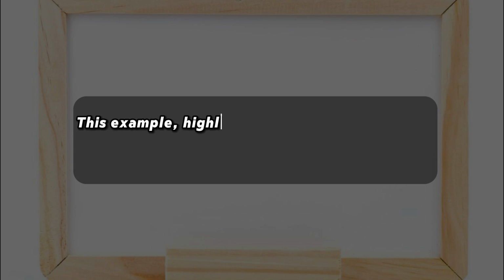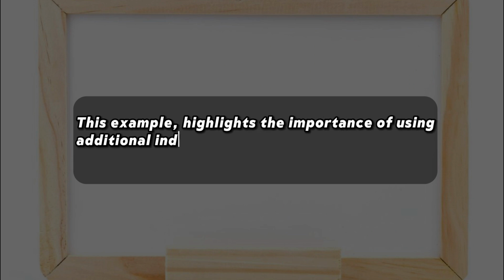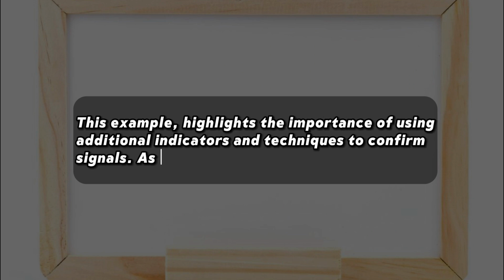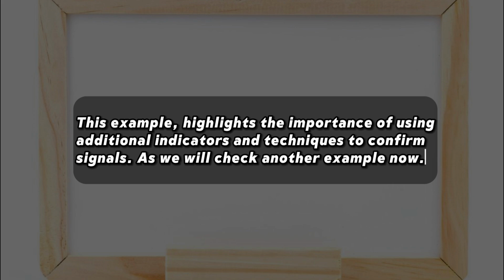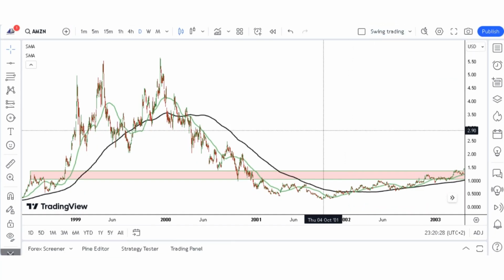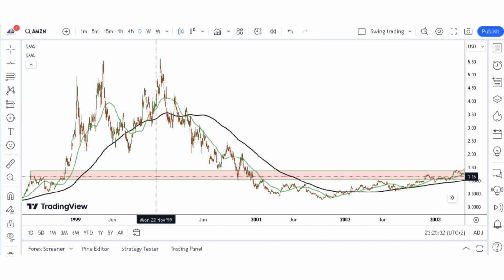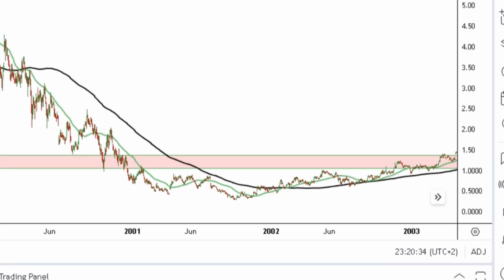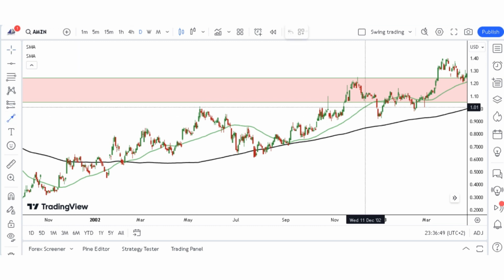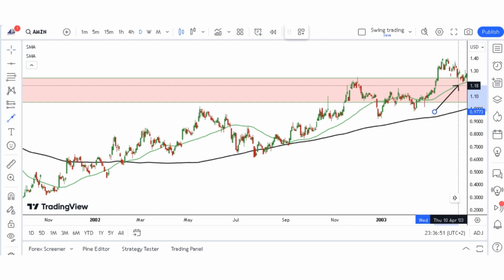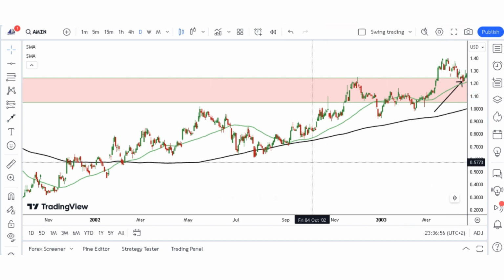This example highlights the importance of using additional indicators and techniques to confirm signals, as we will check in another example now. Let's examine a trend continuation scenario where the moving averages converge with support and resistance levels. In the daily chart of Amazon, we observe the 50-day SMA converging with a key support level, reinforcing its strength and potentially signaling a strong buy opportunity for traders.